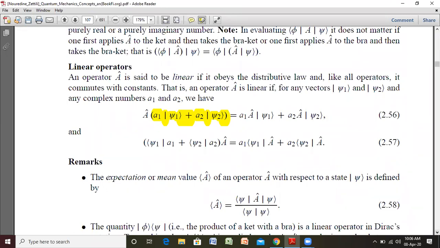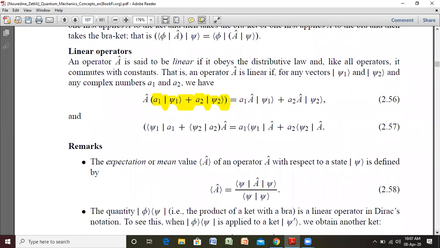ये बहुत इंपॉर्टेंट ऑपरेटर है आपके लिए, इसको हमने फर्दर आगे यूज भी करना है। और अगर हम इसकी एक्सपेक्टेशन वैल्यू डिफाइन करें, एक्सपेक्टेशन वैल्यू इज जस्ट एवरेज वैल्यू इन क्लासिकल फिजिक्स, because while we take data in classical physics, you often use that this is the average value.